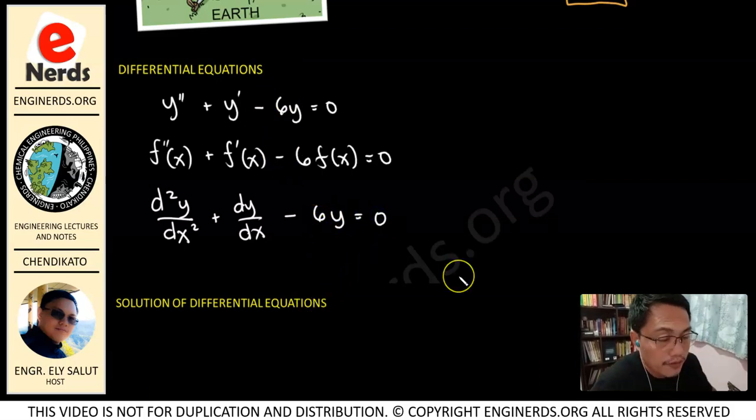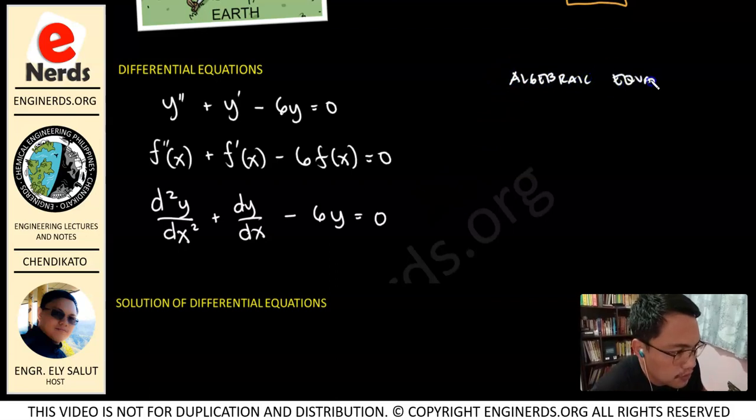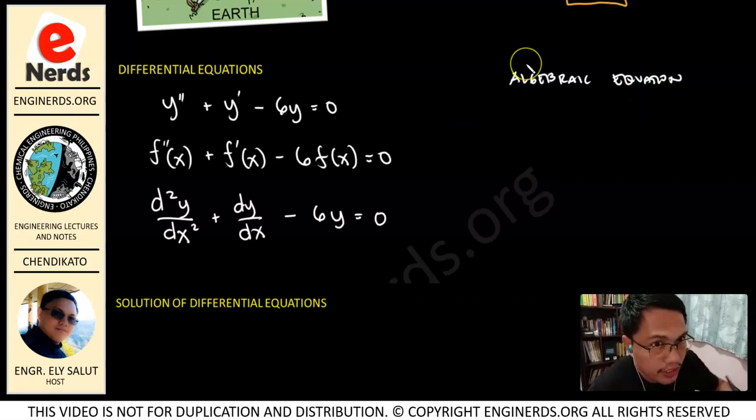Okay, so if you will remember sa algebra, kapag meron tayong equation, we can solve for our equation. Di ba? Nakukuha natin yung sagot ng ating equation. So, what is the difference between differential equation and the algebraic equations? For example, we have here our algebraic equation. So, I think I'll just write something na simple quadratic equation.